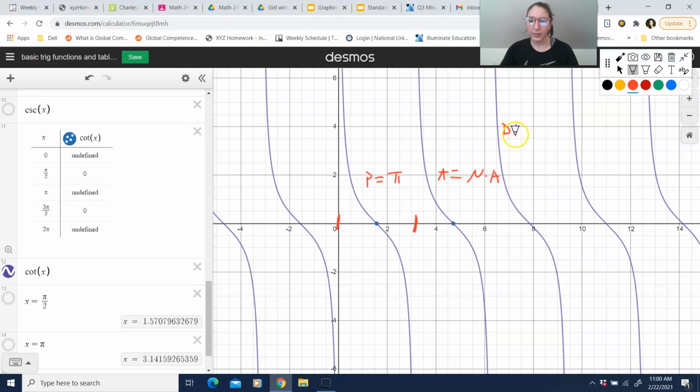Domain, everybody comes except for anybody who's a multiple of pi, right? Any multiples of pi, 0 pi, 2 pi, 3 pi, 4 pi, 5 pi, 6 pi, 7 pi, all the pi's.